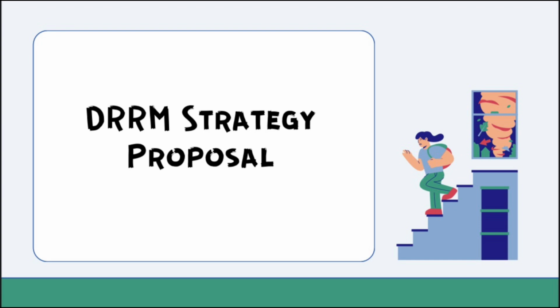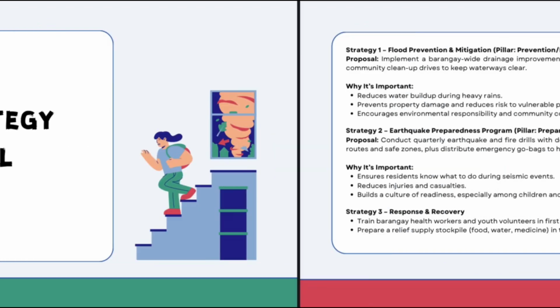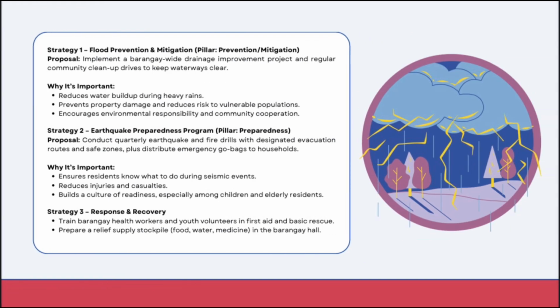Next is my DRRM strategy proposal. To address this, I propose the following strategies. First is flood control and cleanup drives to prevent drainage clogging. This is part of prevention and mitigation. Second is community drills and seminars on earthquake and fire safety. This falls under preparedness. Third is quick response teams in the barangay to guide residents during emergencies.